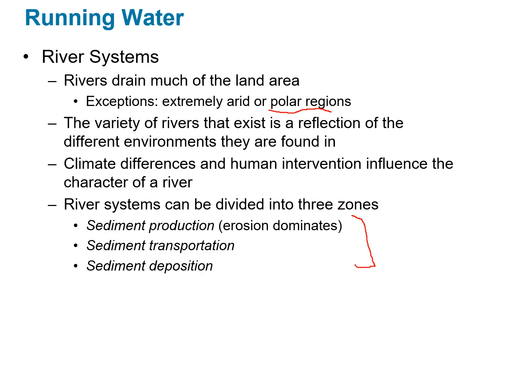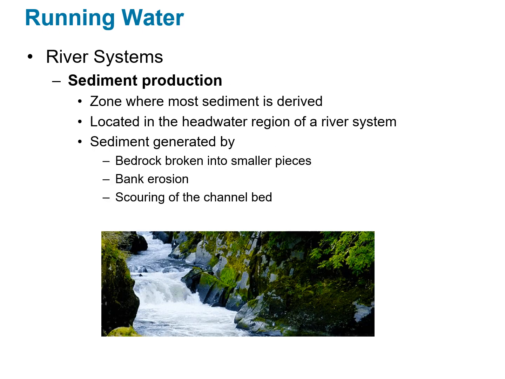The sediment production zone, where erosion is dominant, and this is typically the headwaters of the rivers or the beginnings of the rivers at higher elevations. Then the middle of the river is the sediment transportation zone, where deposition and erosion occur at the same time and roughly equal. And then at the end of a river, ultimately, is where sediment is deposited. So the sediment production zone is where sediment is derived.